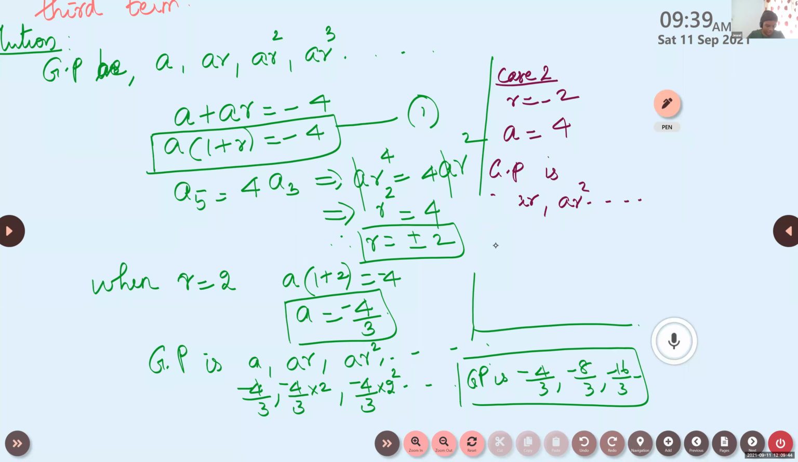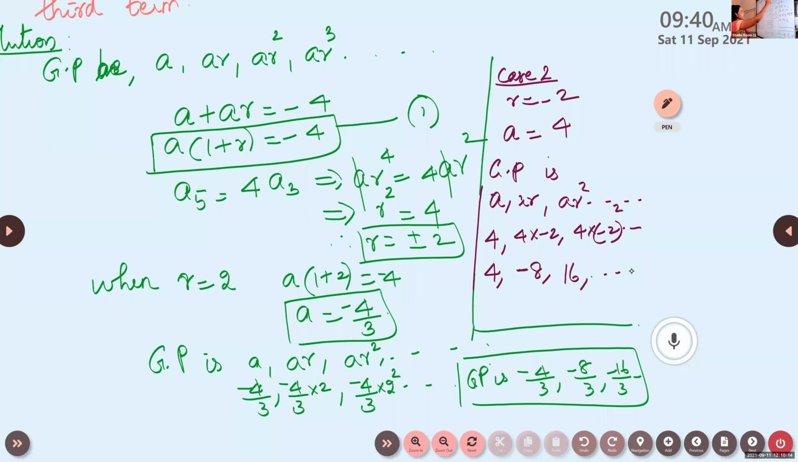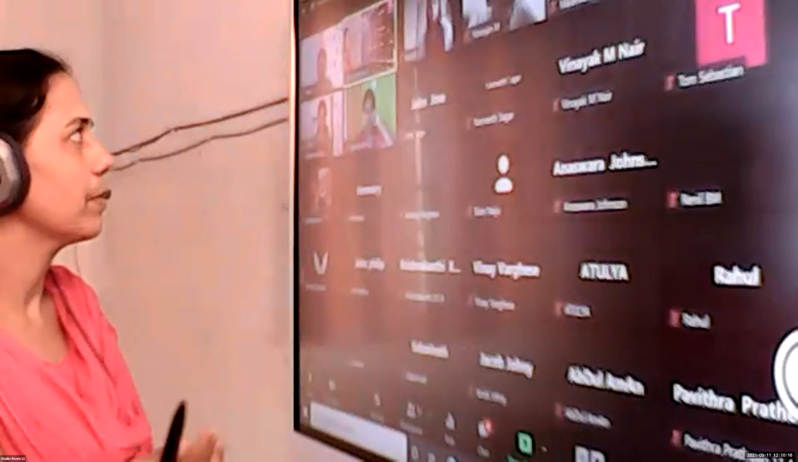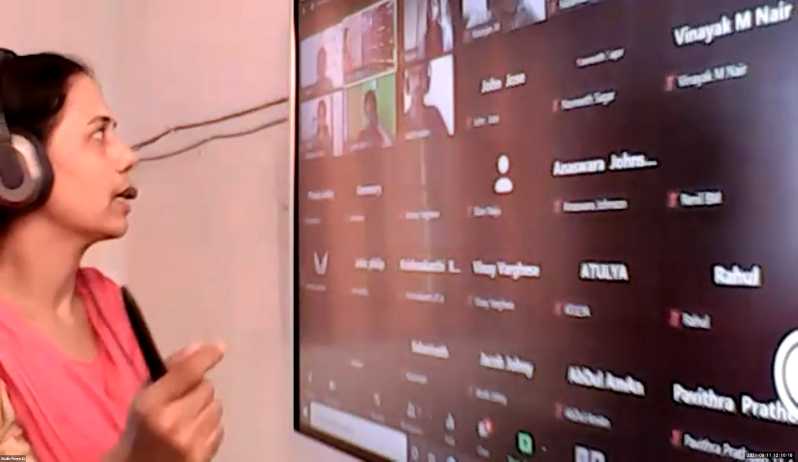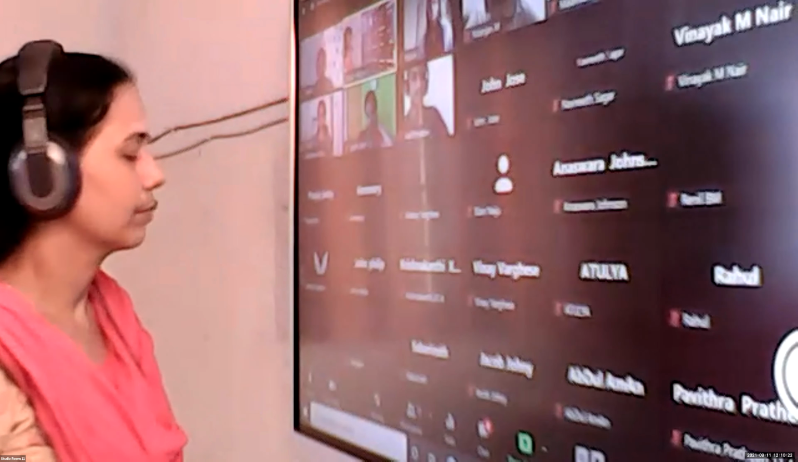Then 4 into minus 2, 4 into minus 2 square, and so on. So it is 4, minus 8, 16, and so on. Is it correct? Is it okay? Is it correct, Niranjan? Yes, ma'am. Okay. Is it okay, children? Here we are finding the GP. GP means you have to write the sequence: a, ar, ar square, and so on.